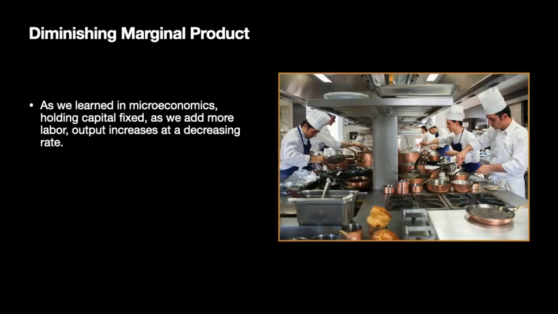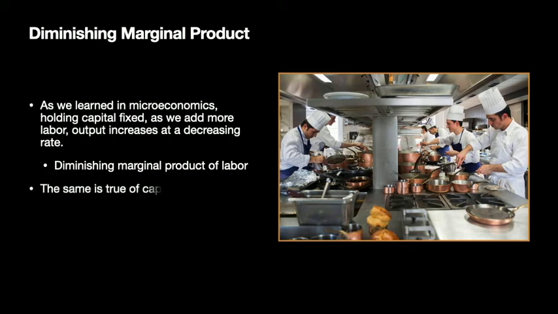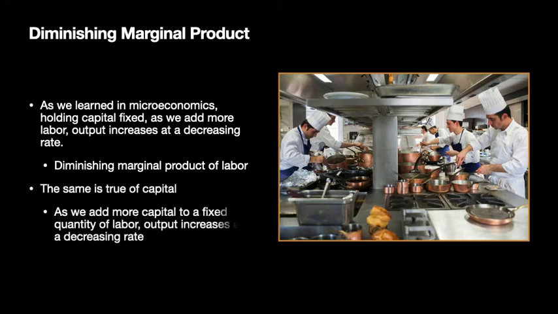We saw this with labor. As we add more workers to, say, a kitchen, holding capital fixed, the amount of food that's produced increases, but at a decreasing rate. That's the diminishing marginal product of labor. Well, the same thing happens with capital. If you add more capital to a fixed quantity of labor, then output increases, but again at a decreasing rate. So this is the diminishing marginal product of capital.